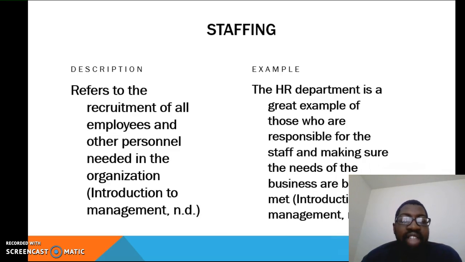Staffing. Staffing refers to the recruitment of all employees and other personnel needed in the organization. A great example of this is the HR department. They are the ones responsible for the staff and making sure the needs of the business are met through the staffing of the proper amount of employees and the proper skill level. This, of course, includes much more than just hiring anybody off the street. This also involves training to make sure that they have the skills necessary to complete the tasks that have been outlined in the plan and organized through the personnel.